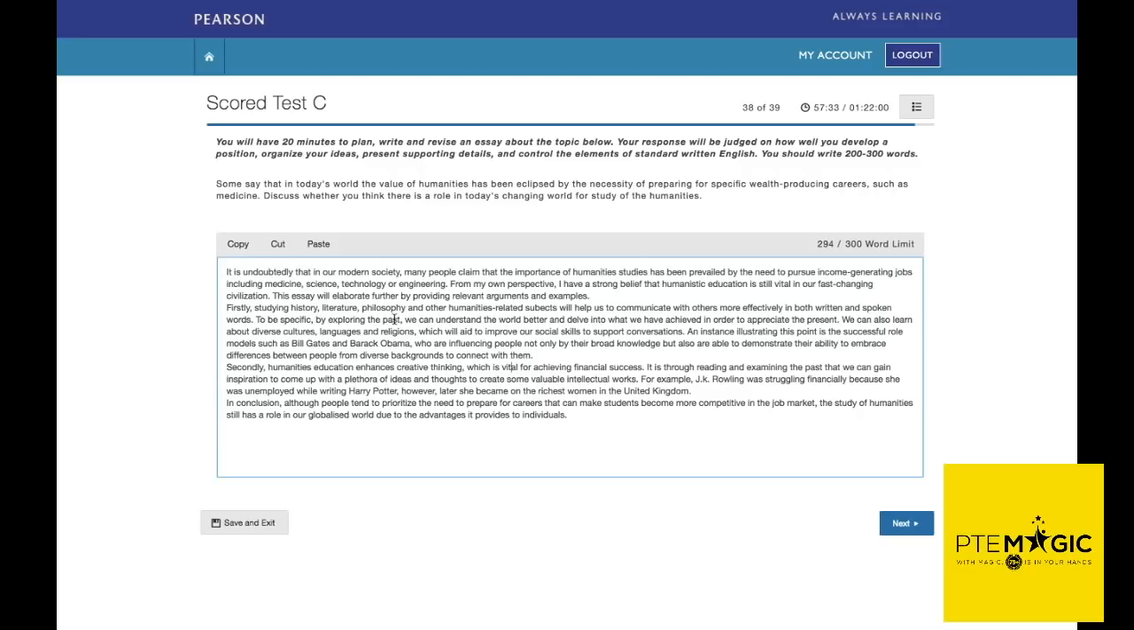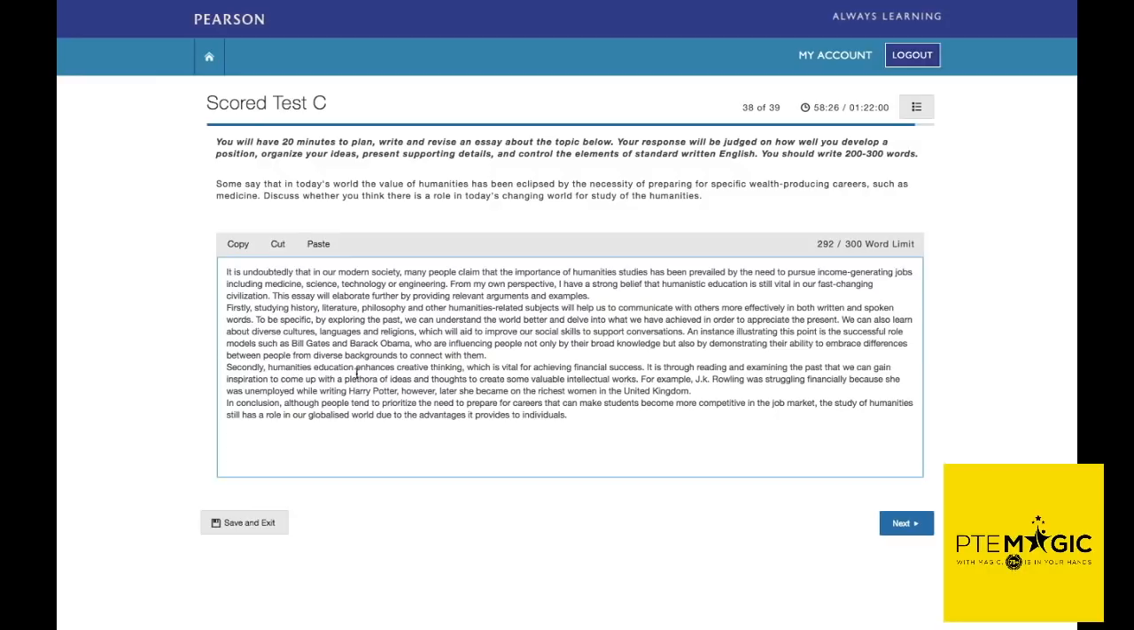Firstly, studying history, literature, philosophy, and other humanities-related subjects will help us to communicate with others more effectively in both written and spoken words. To be specific, by exploring the past, we can understand the world better and delve into what we have achieved in order to appreciate the present. We can also learn about diverse cultures, languages, and religions, which will aid to improve our social skills to support conversation. An instance illustrating this point is the successful role models such as Bill Gates and Barack Obama, who are influencing people not only by their broad knowledge, but also are able, maybe here, by demonstrating the ability to embrace differences between people from diverse backgrounds to connect with them.